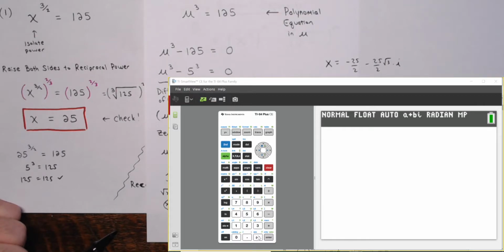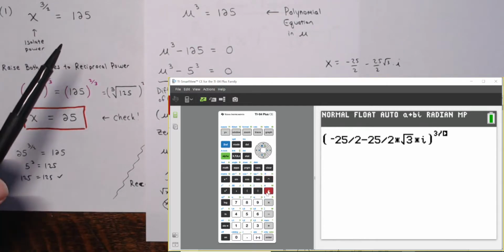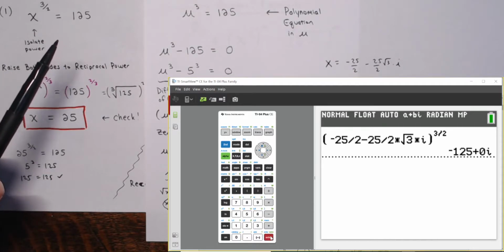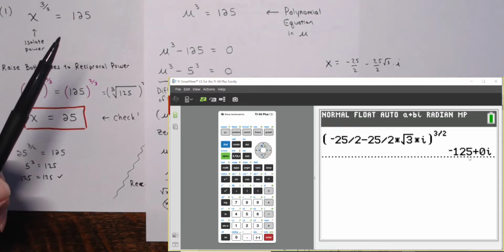So we get, let's see, I'm going to take in parentheses negative 25 halves minus 25 halves times the square root of 3, and then times i, and then that's being raised to the 3 halves power. And see what we get. And look now, it's negative 125, right? So this is not a solution, right?